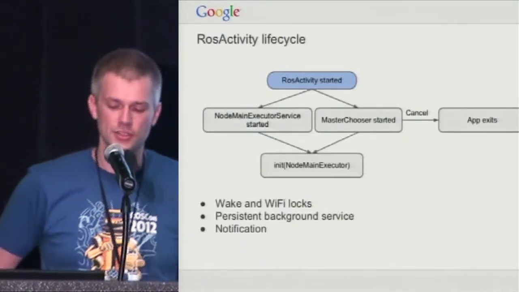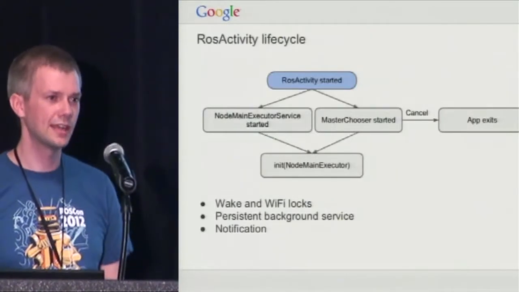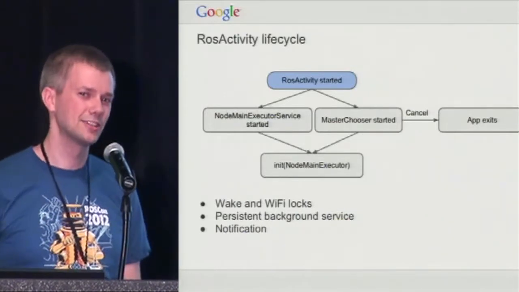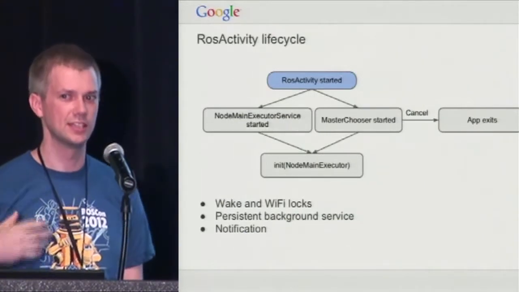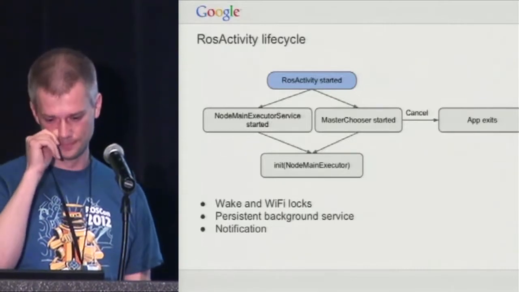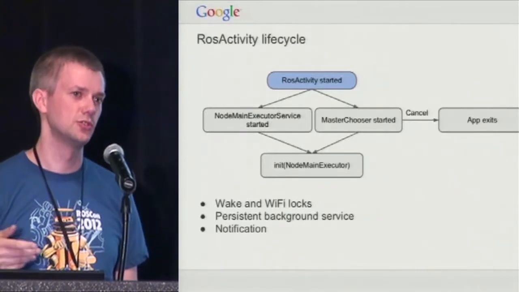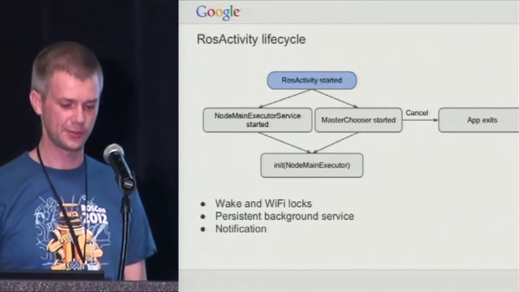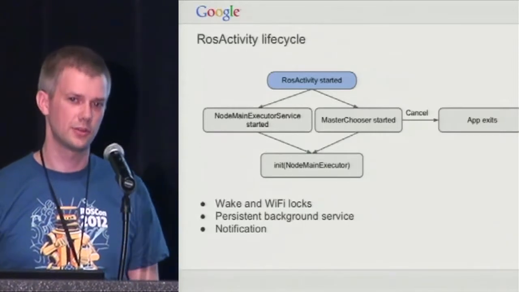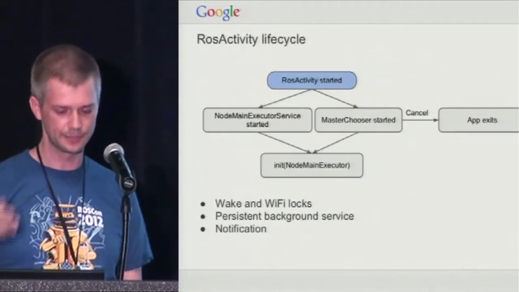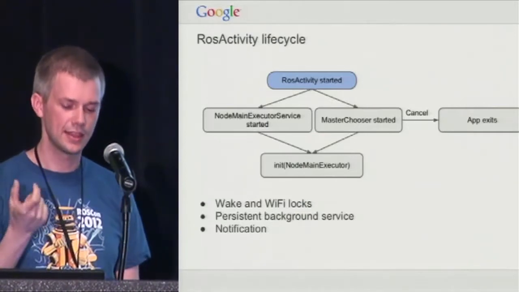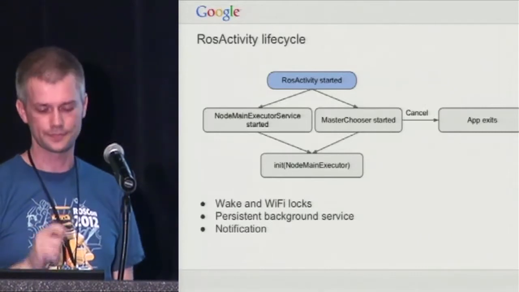So how does that get started? Well, when the ROS activity gets started, it actually starts up a background service. And that background service, well, actually in Android they would call it a foreground service because it's persistent. It tries to stay alive. It starts that up, and then simultaneously it launches something called the master chooser. And that is the user's opportunity to choose what master to connect their application to. And then if the user cancels on that choice, decides they didn't actually want to do this, then the activity just exits. But once they've chosen, and once the node main executor service is ready, then your init method gets called with that node main executor.